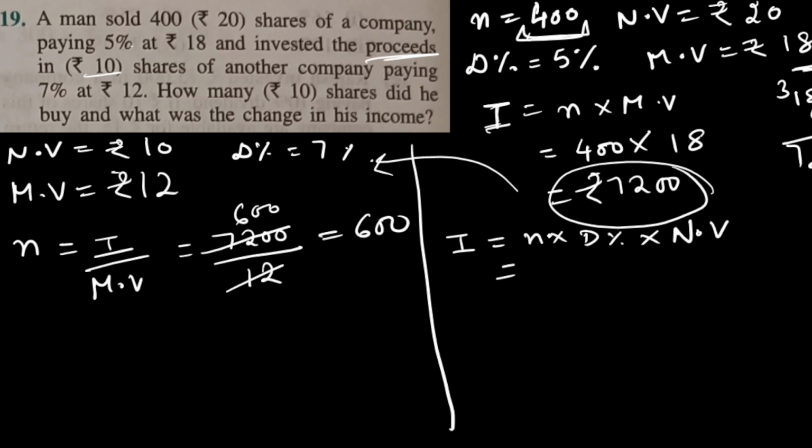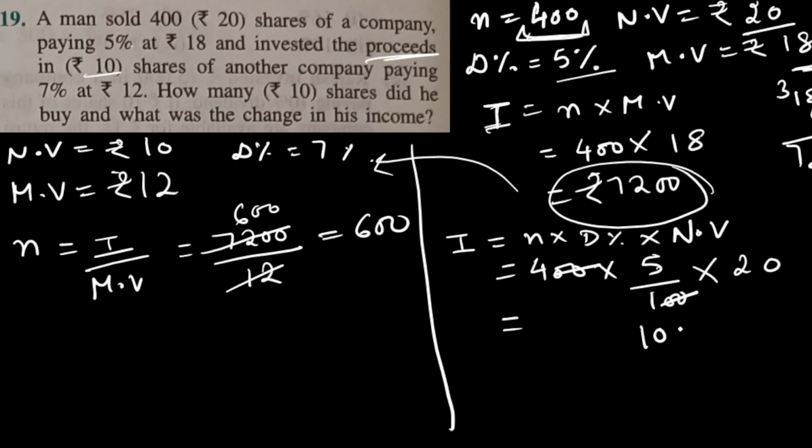Here what are the number of shares? 400. 400 into dividend percent. What is the dividend percent here? 5%. 5 by 100 into nominal value. What's the nominal value here? 20. See, everything I have written, I just have to substitute. Here these two zeros will get cancelled with these two zeros. And 5 into 2 is what? 10. Right. So 10 from 5 into 2, and this 10 I have written here with 4. So 4 into 100 is equal to 400. Whenever 5 and 2 come, you multiply that, because try to make calculations easier.